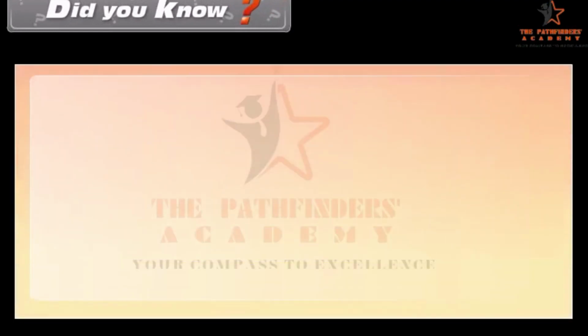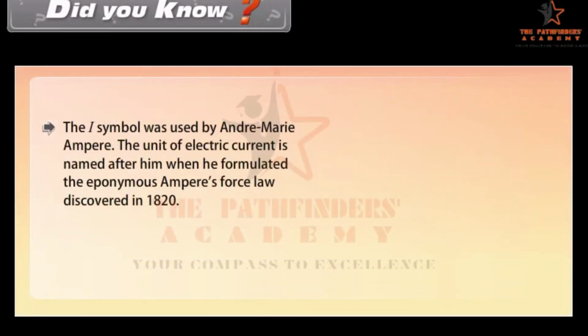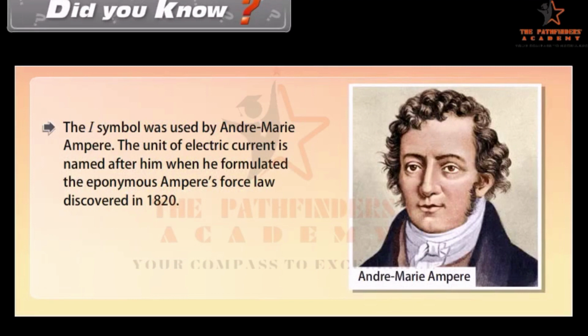Did you know? The I symbol was used by André Marie Ampère. The unit of electric current is named after him when he formulated the eponymous Ampère's force law discovered in 1820.